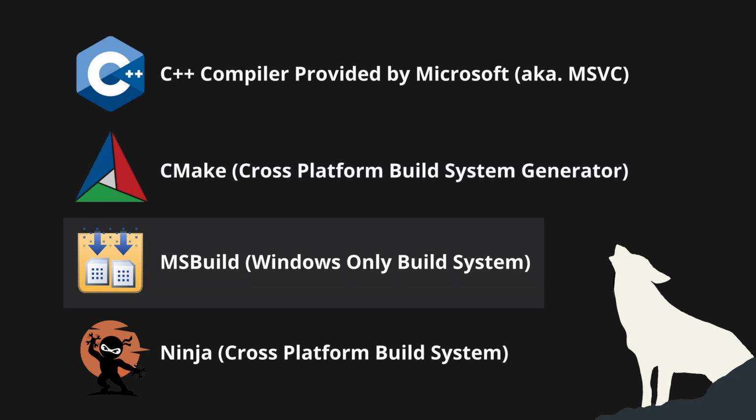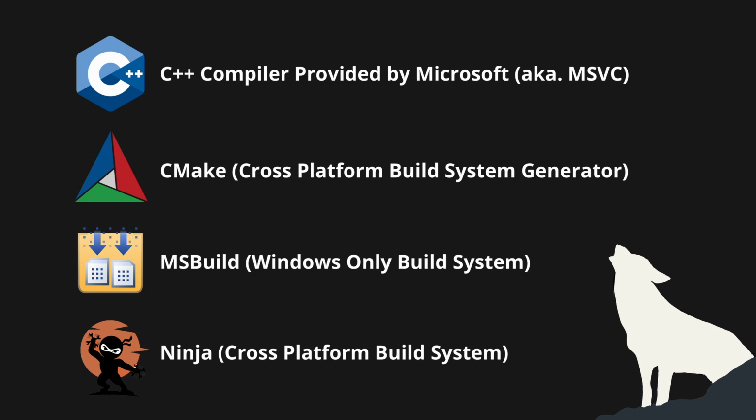MSBuild is a build system which is used for Visual Studio projects. It takes SLN or VCXPROJ project files as input and starts compilation. These files I mentioned now are the files generated by CMake, which I'll be showing you in a further section of this video. MSBuild will be installed along with Visual Studio or Build Tools. You don't need to manually install it.